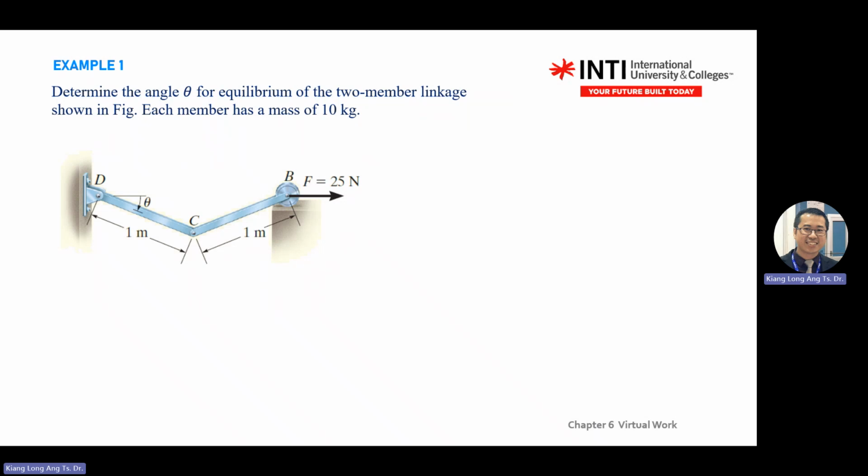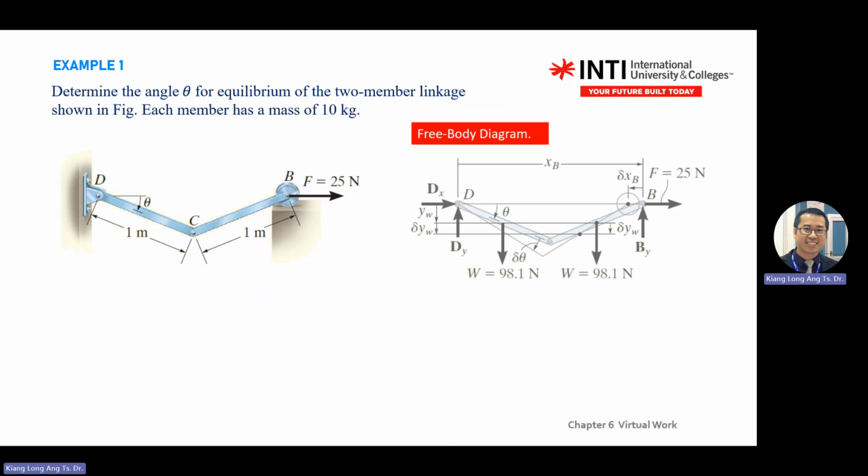So the DC member will rotate anti-clockwise, and CB will rotate clockwise. You draw the free body diagram first. Copy the bodies. Remember to draw the bodies. Take out the connectors and the unnecessary components, for example the roller B. Take it out. You only focus on the linkage. Then copy the distances.